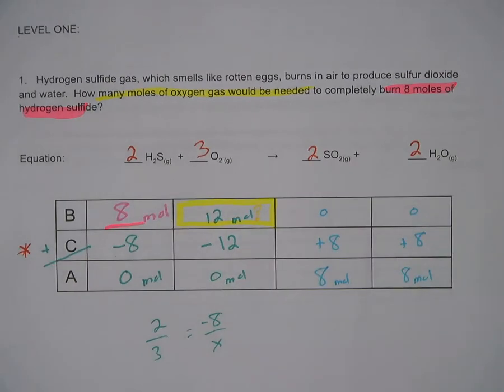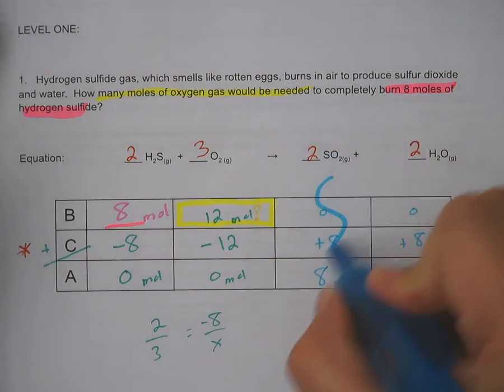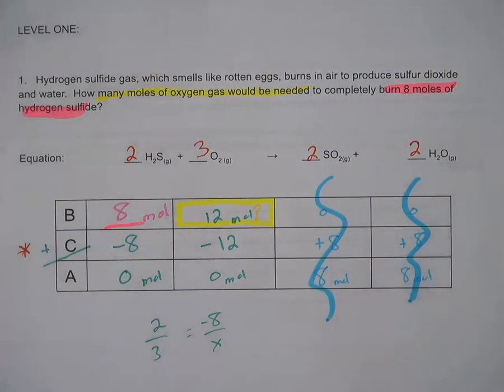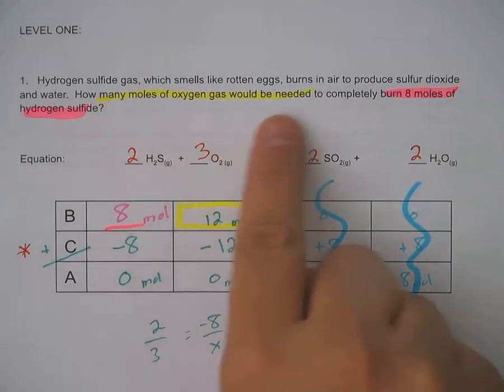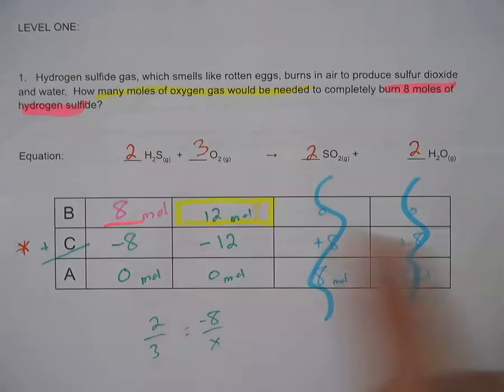Now, this would complete the entire BCA table, which for our first problem is a little bit unnecessary. I don't even think we need to do these boxes because the problem is referring to only how much oxygen gas would be needed. But in the future problems, we'll use all those.